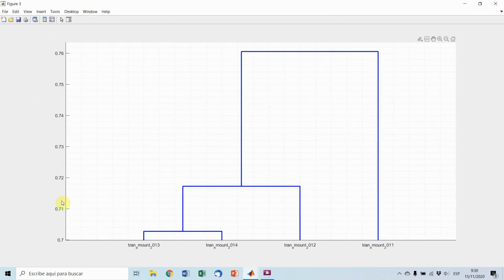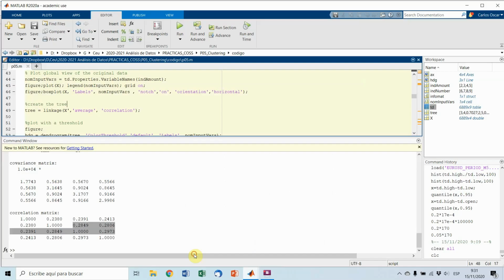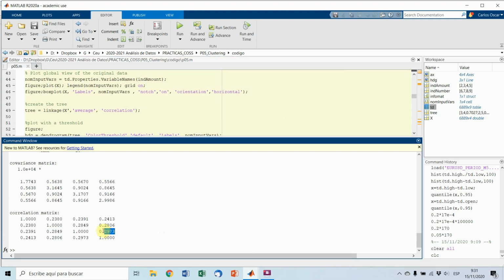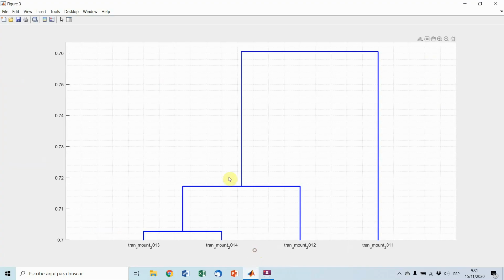And then we have the hierarchical clustering, and as we saw, the most related years were 2013 and 2014. So we could see that here in the correlation matrix. And then they joined 2012, and then they joined 2011. 2011 is the most dissimilar year. Still, we can see in the vertical axis that the differences are not terrible.